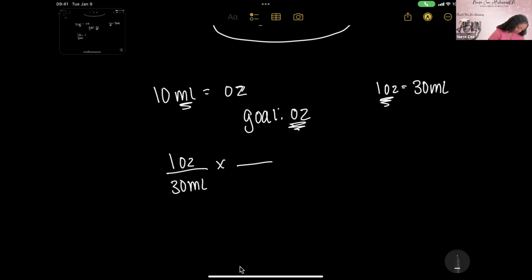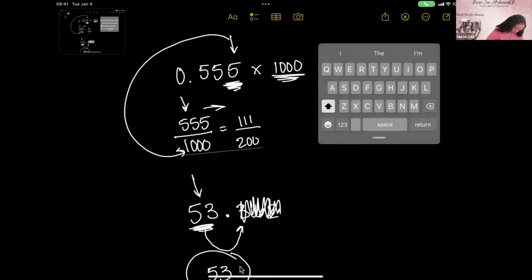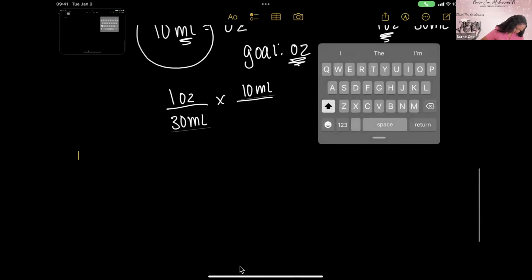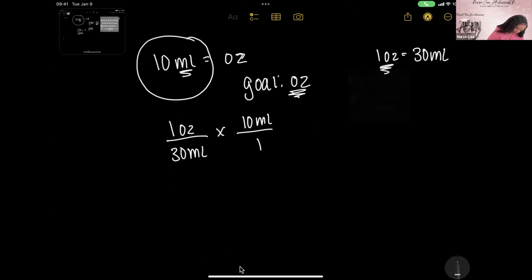Now I have milliliters on the bottom. So I want milliliters to go to the top. So I'll use my milliliters from the equation and I'll put it on the top. It's not with anything. It's not in a relation to anything. It is just 10 milliliters. So we'll put it over 1 because anything that is over 1 is going to be itself. Okay? Your milliliters cross out, and then you're left with just ounces, right?